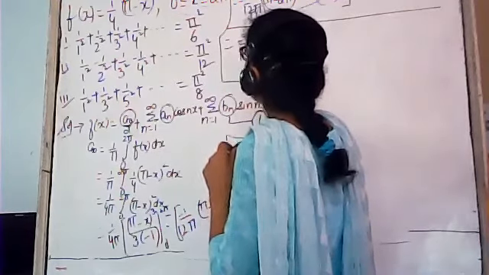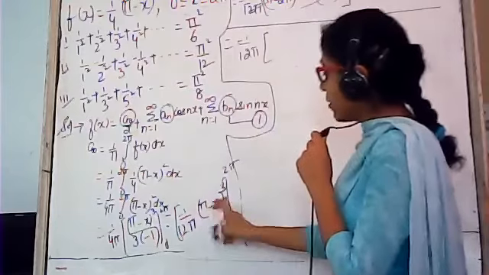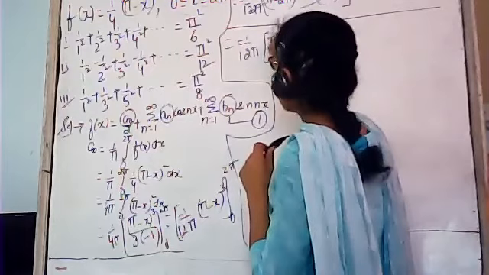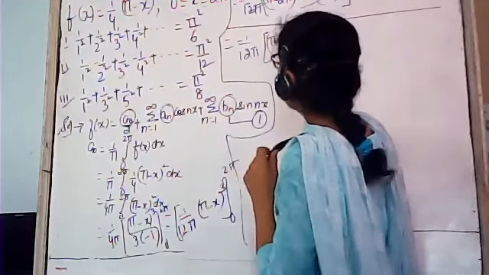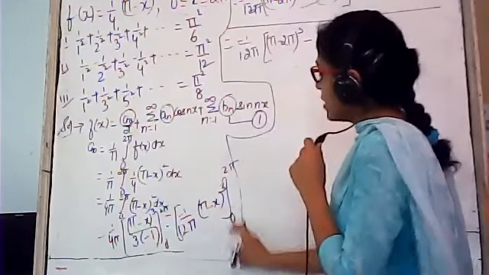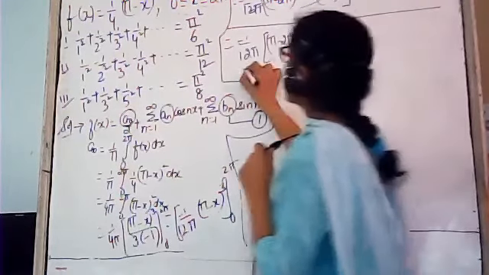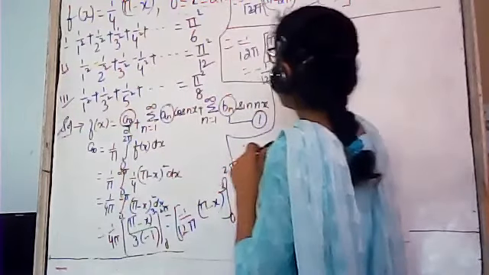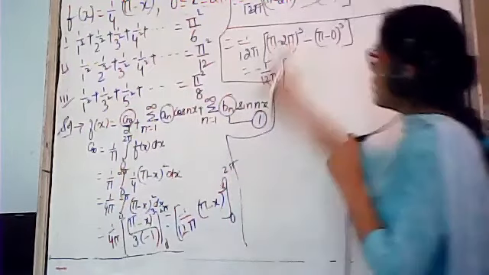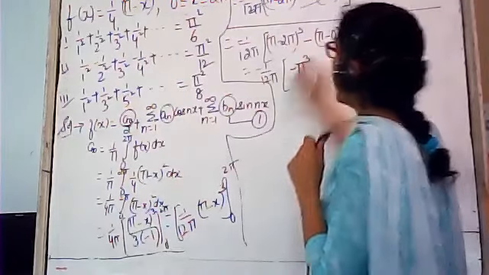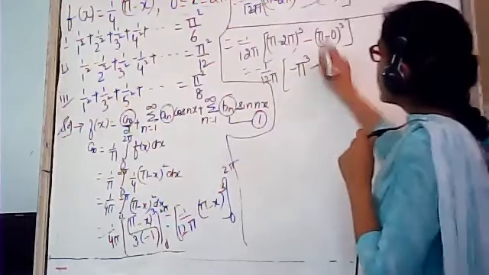Yes ma'am. This is equal to minus 1 upon 12 pi. Substitute the limits again: in the place of x, we have to substitute 2 pi. This is (pi minus 2 pi) the whole cube, minus, after that, substitute the lower limit, this is (pi minus 0) the whole cube. This is equal to minus 1 upon 12 pi. Pi minus 2 pi will be equal to minus pi, and minus pi the cube is again equal to minus pi the cube. Again, this minus sign as it is.